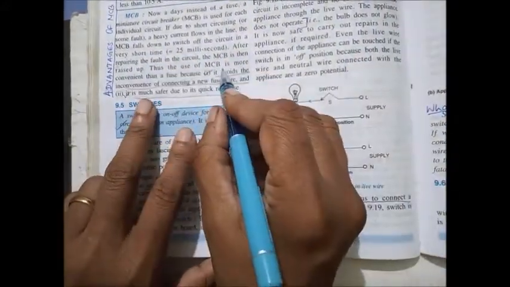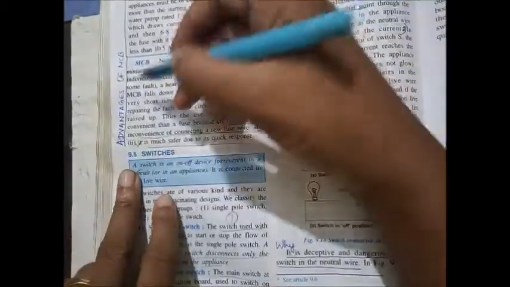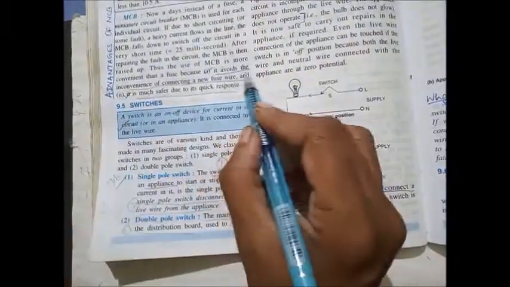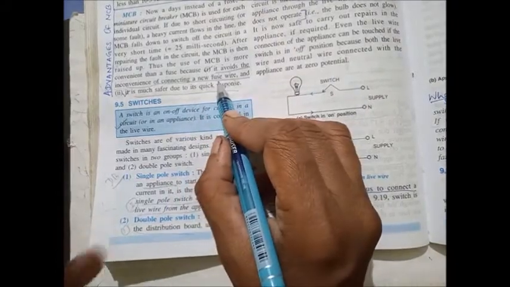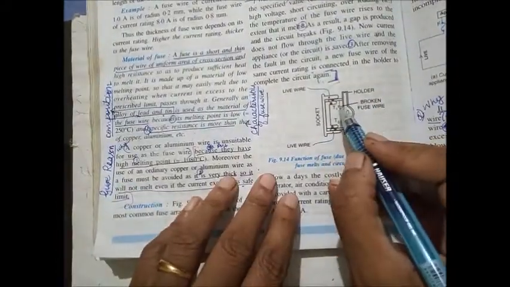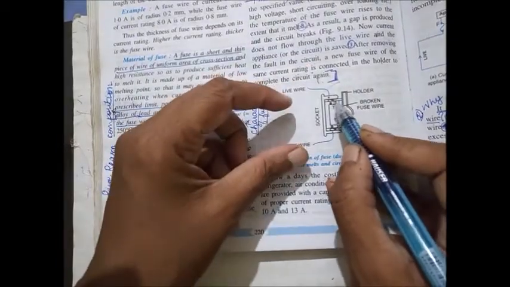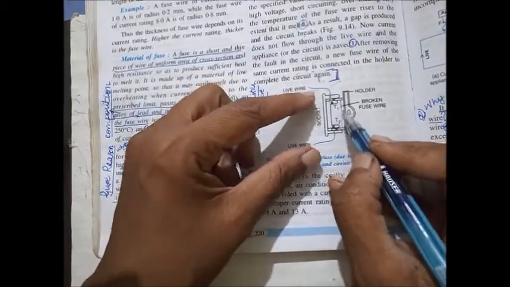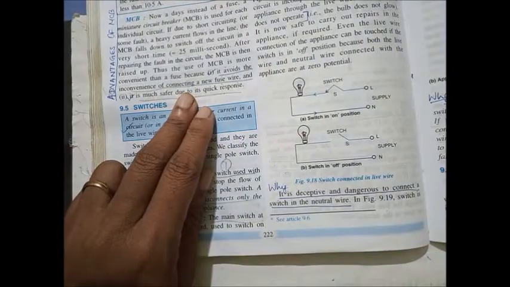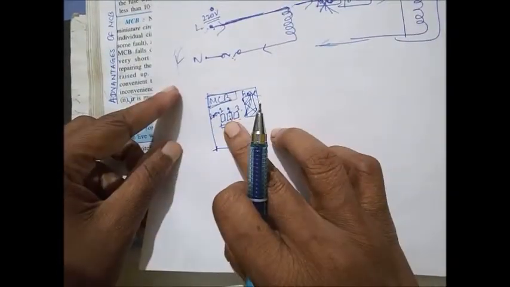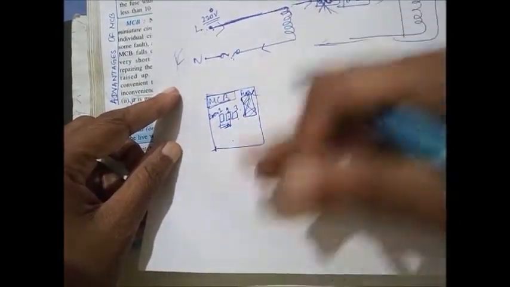Now, the advantages of MCB over an ordinary fuse. One is it avoids the inconvenience of connecting a new fuse wire. The problem with this kind of fuse is, every time the fuse wire goes off, they have to remove this, open the screw, take out the broken wire, then fix a new wire and put it back. It will take some time. But in this case, all that you have to do is, as I told you, the switch would have automatically gone off. You just put it up, keep it on.